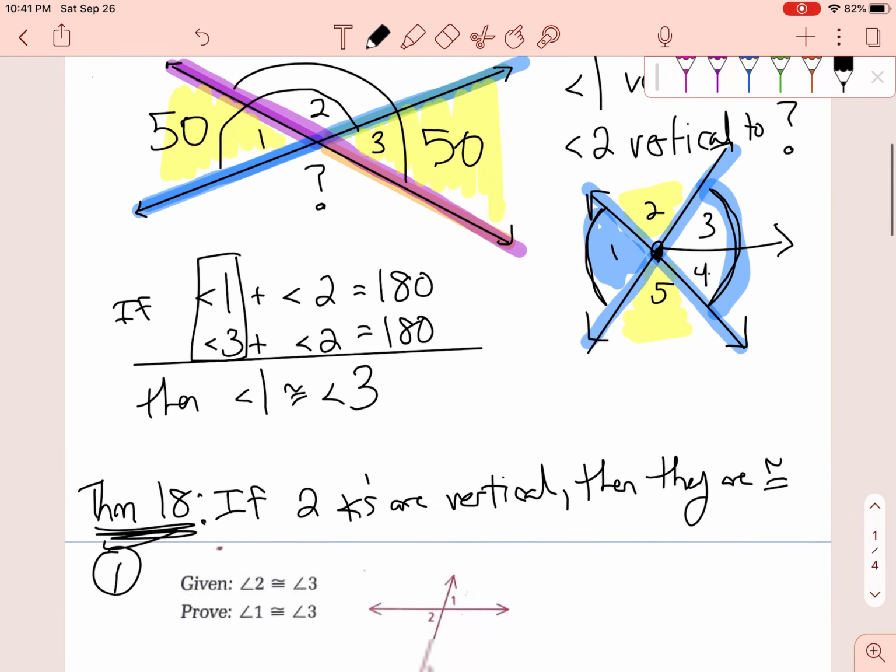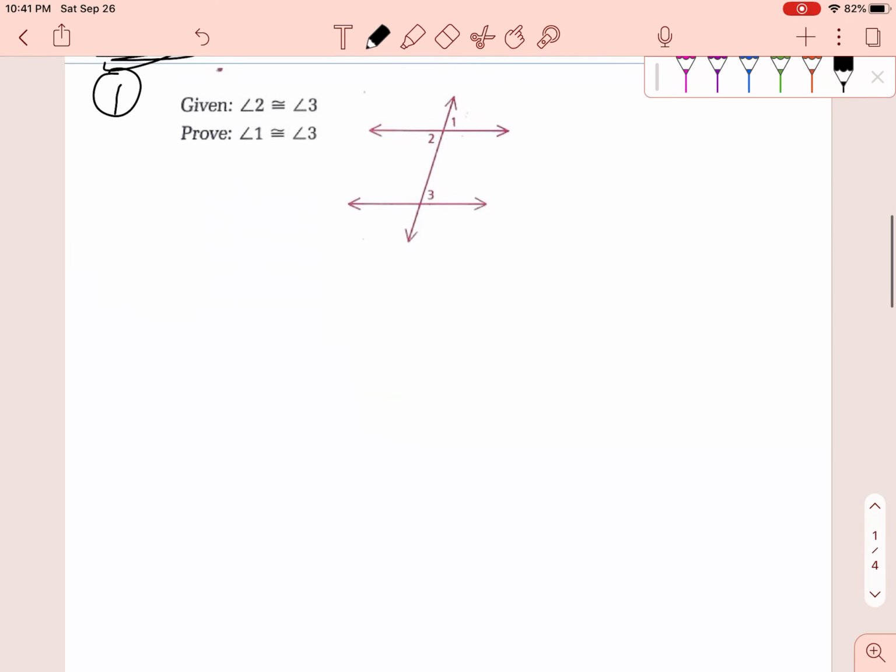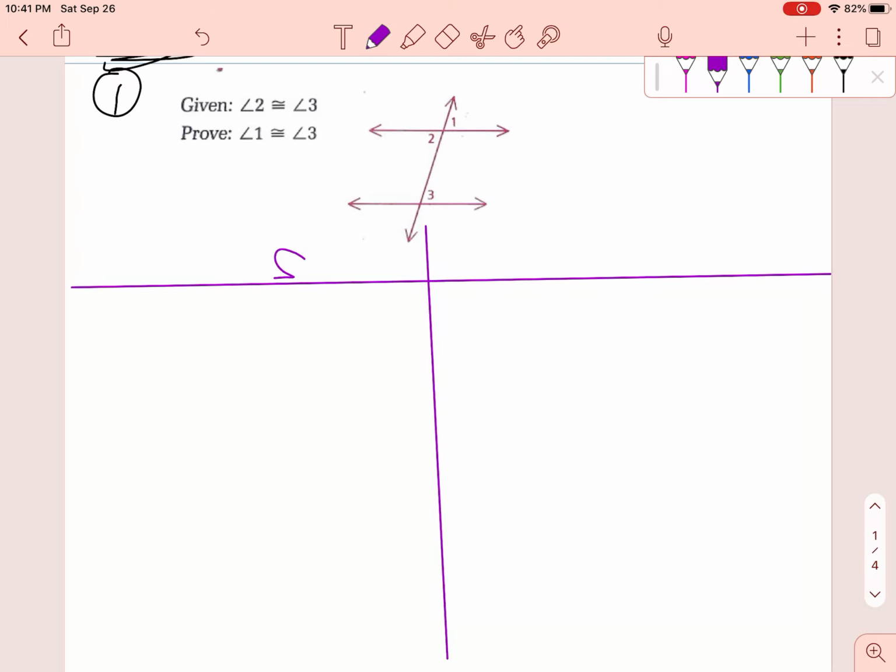Okay, vertical angles are congruent. So we're going to go over some proofs and what this would look like using vertical angles. So we know how to define vertical angles. So far my given information is that angle 2 is equal to angle 3, given.